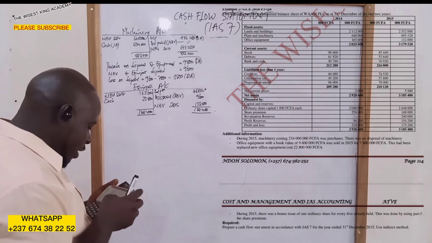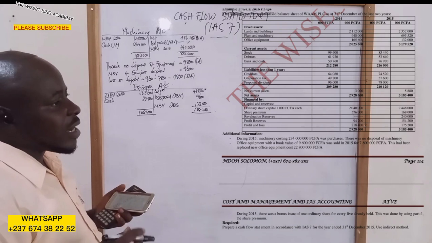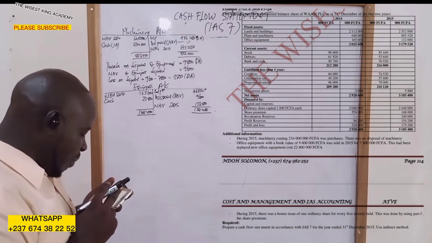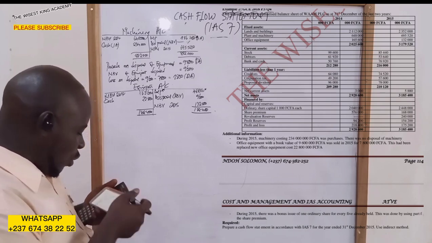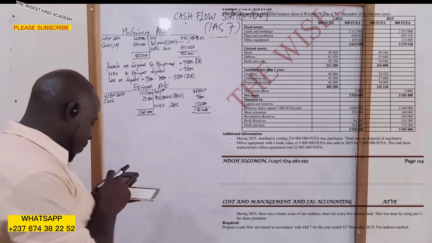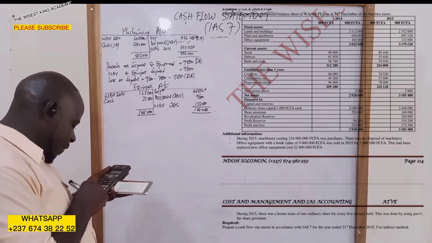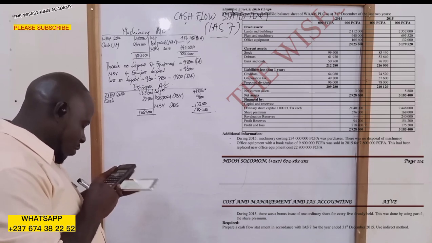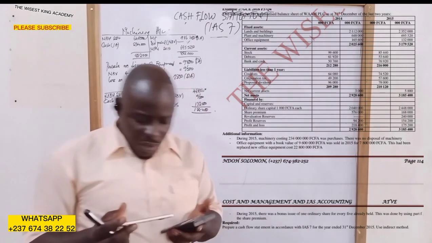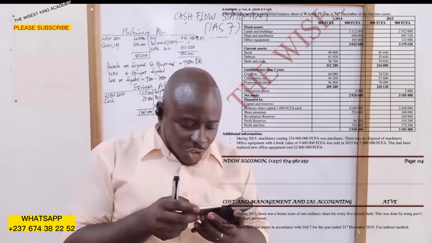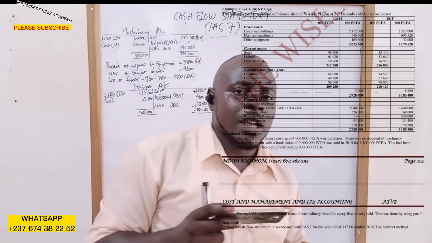And now let's look at the value of land and building. If you look at the value of land and building, at the beginning of the period it was 2,112,000. At the end it is 2,352,000. Let's take the difference: 2,352,000 minus 2,112,000 gives 240,000. And now, if you go under the equity section, you look at the revaluation reserve, you see the 240,000 there, right?